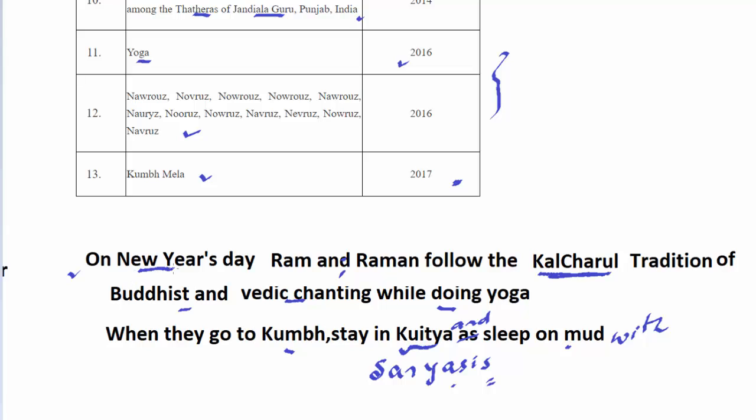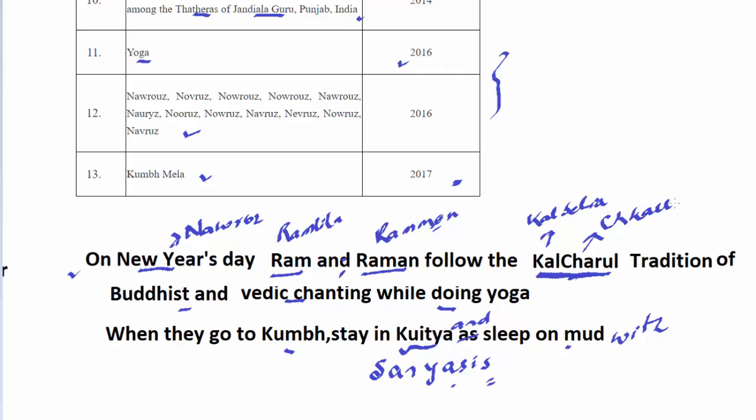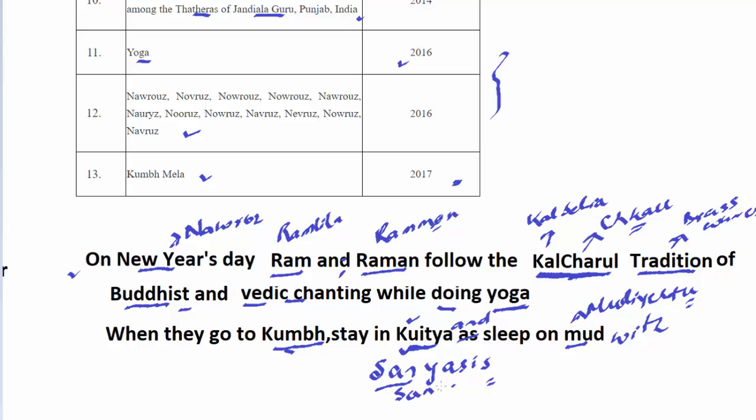So in this story, New Year's means Nowroz, the Parsi New Year. From Ram, Ram Leela. From Raman, Raman of the Garhwal Himalaya. From cultural, Kalbelia dance of Rajasthan, serpent movement. From Chal, CHA stands for Chau, dance of Odisha, West Bengal and Jharkhand, the martial art dance where the dancers sometimes wear masks, and the traditional brass wares built by Thatheras of Punjab, brass and copper wares. From Buddhist chanting, Vedic chanting, yoga stands for yoga, Kumbh Mela. From Kutia, Kutiyattam, the dance theater of Kerala. From mud, Mudiyettu, pardon me for the pronunciation, also a dance drama theater of Kerala. And from sannyasi, Sankirtana of Manipur.